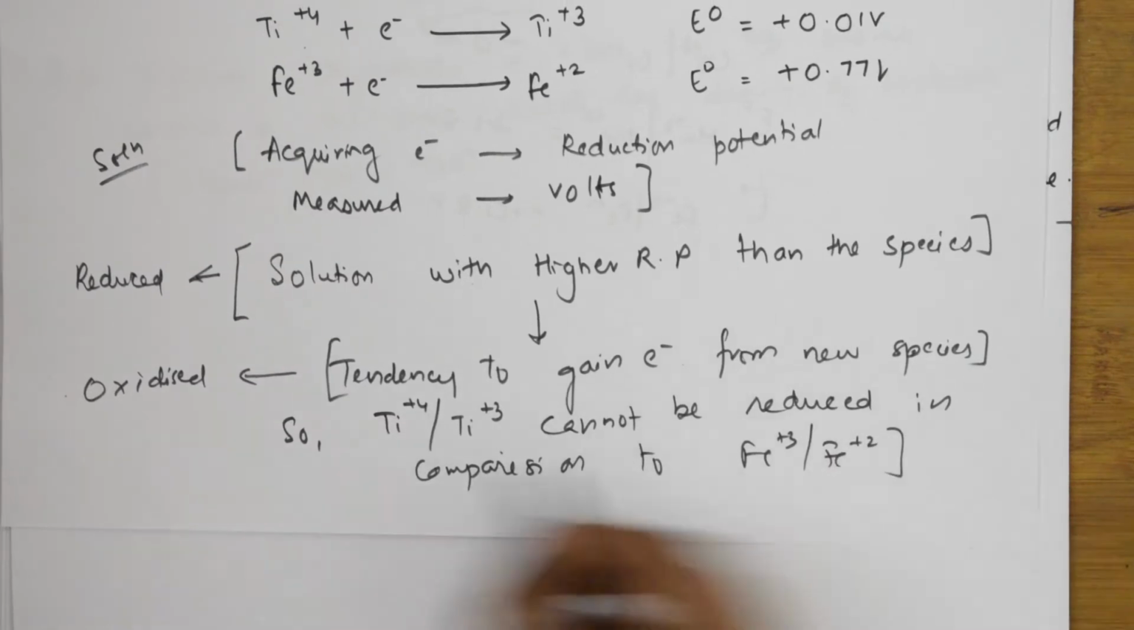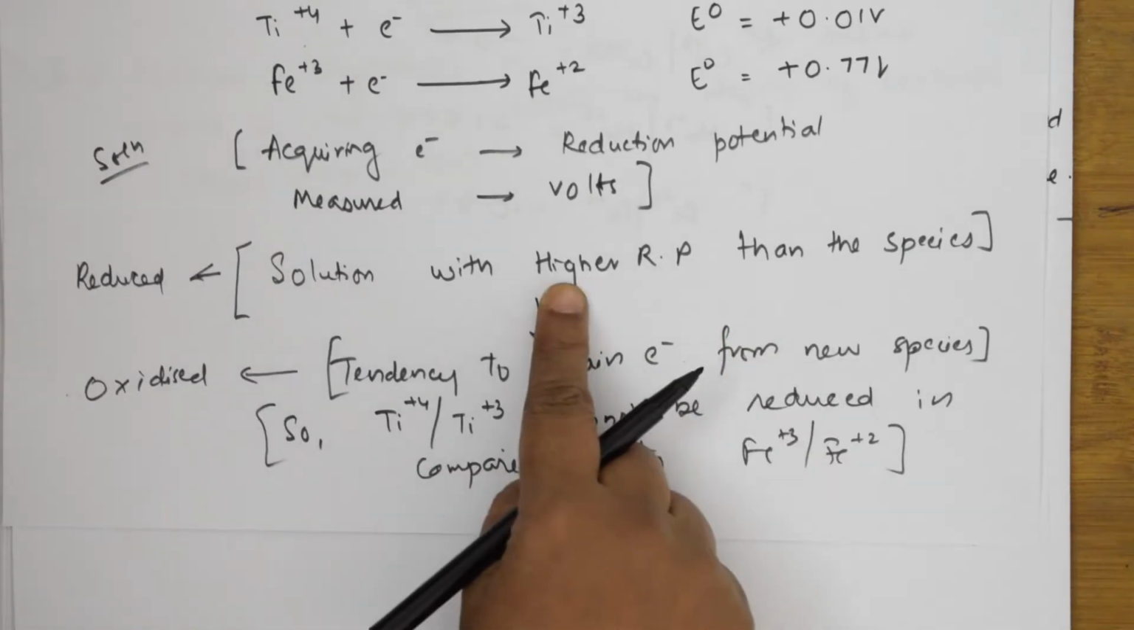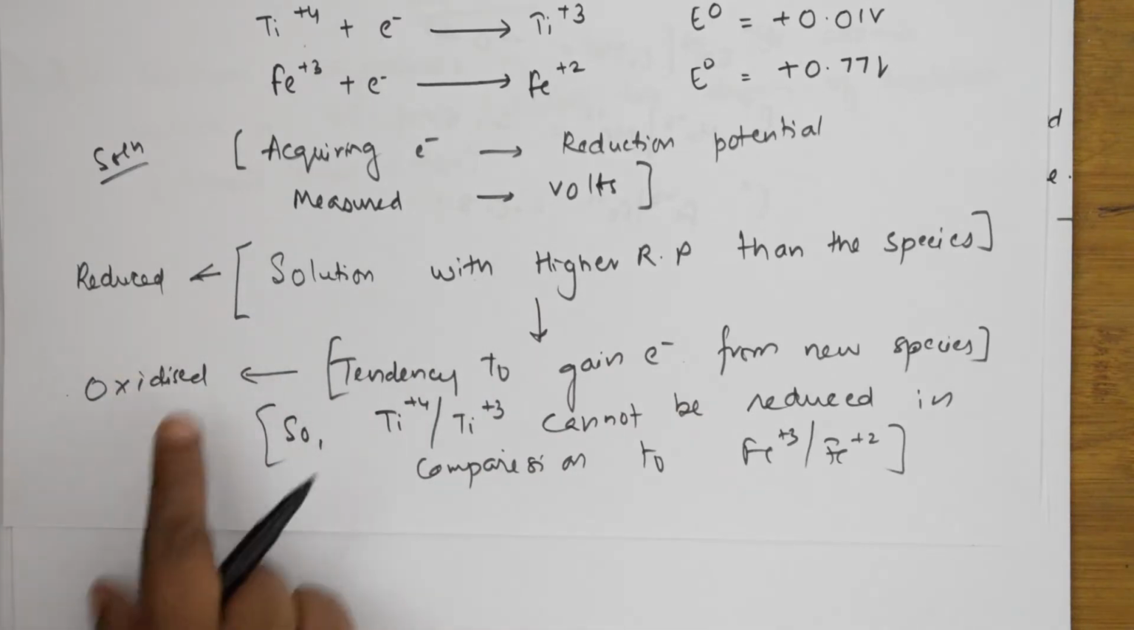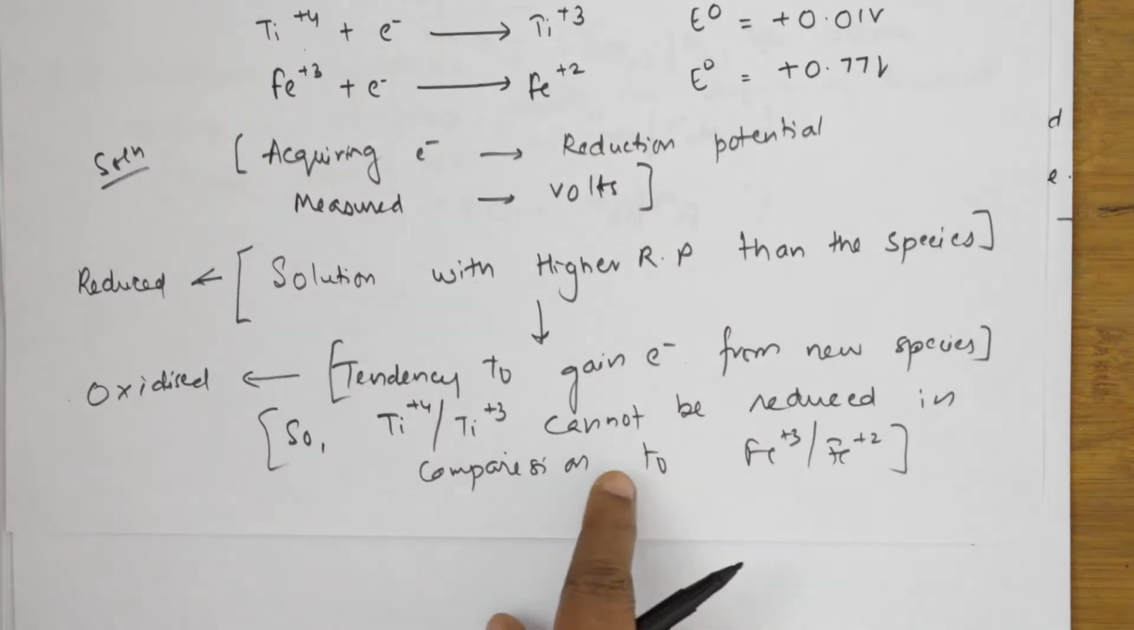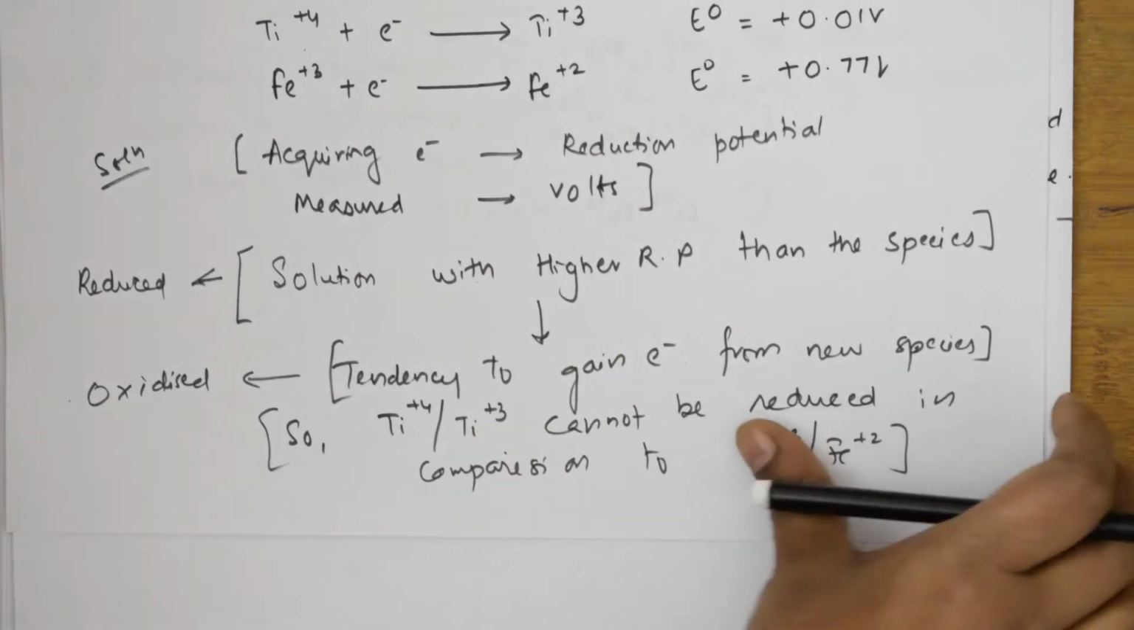Hope this is clear, students. So if it is higher, it will get reduced and the other oxidized. Okay, now they said, can it be oxidized? It cannot be. See here, because it has lower reduction potential, right? So this is the question.